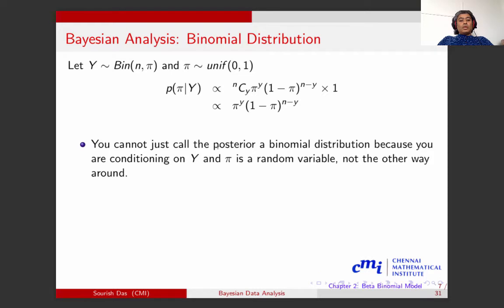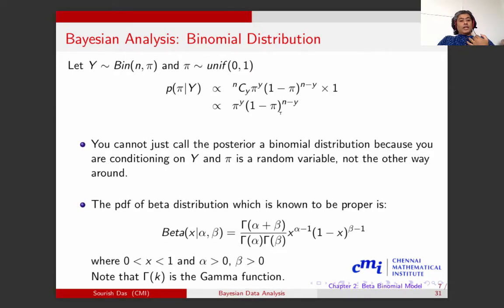You cannot just call the posterior a binomial distribution, because you are conditioning on y, and pi is now the random variable, so you have to be careful. Y is completely known to you; y has an exact value, so y behaves as a constant. In this form, y and n are known quantities, they are data, and this term behaves as a constant. What is not known to you, the unknown quantity pi, behaves as a random variable here. So you cannot say that this is actually a binomial distribution.